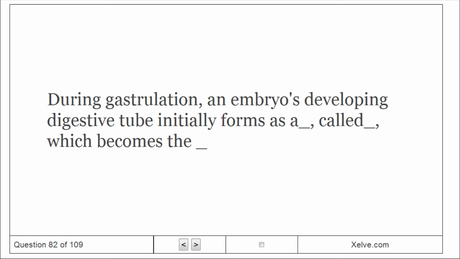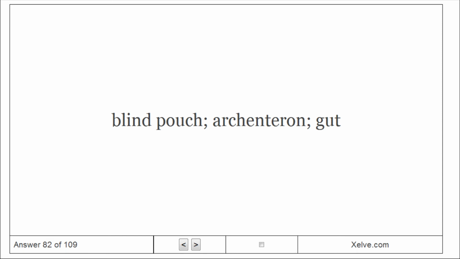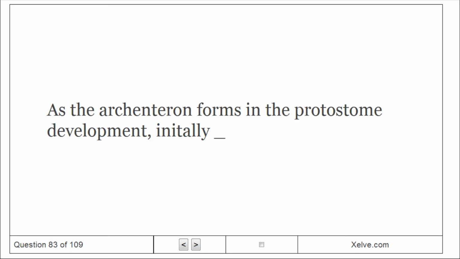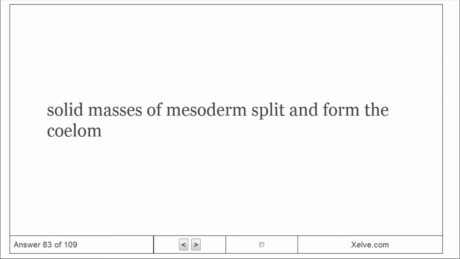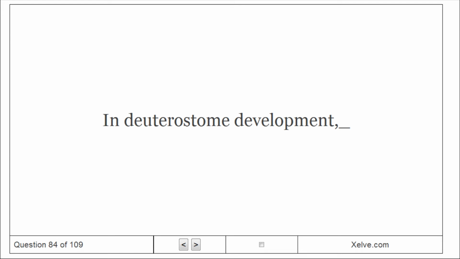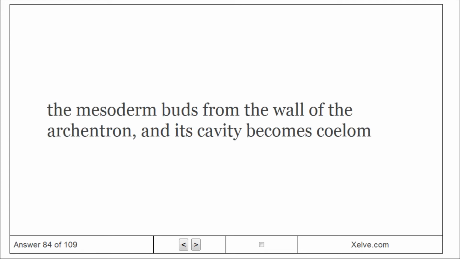During gastrulation, an embryo's developing digestive tube initially forms as a blind pouch called the archenteron, which becomes the gut. As the archenteron forms in protostome development, solid masses of mesoderm split and form the coelom. In deuterostome development, the mesoderm buds from the wall of the archenteron, and its cavity becomes the coelom.